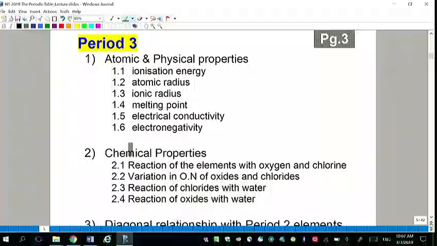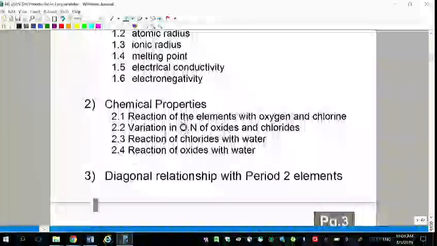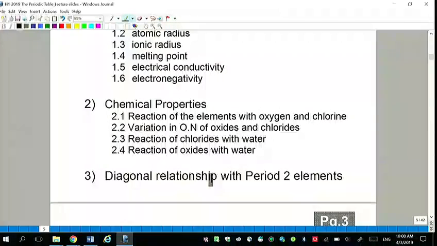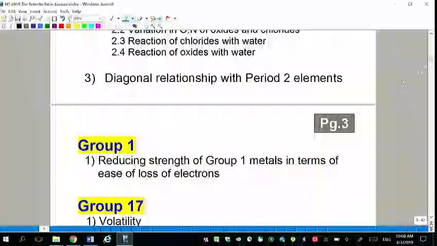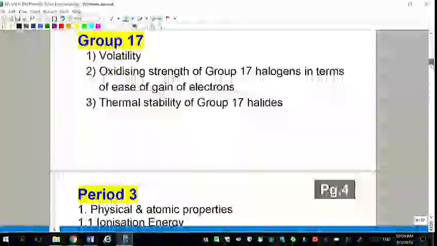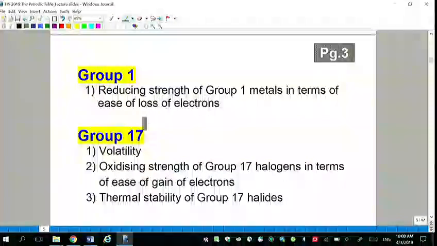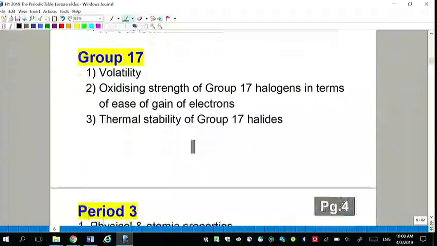Then after that, today mainly we'll cover 2.1, which is the reaction of elements with oxygen and chlorine. I'll show you some videos. We will not be doing a live demonstration because the reactions are all very reactive, so no one wants to risk their life. That is why we'll just look at videos. Then after that, we'll talk about the diagonal relationship with period 2 elements, mainly group 1 and group 17. We'll elaborate more in subsequent lectures.